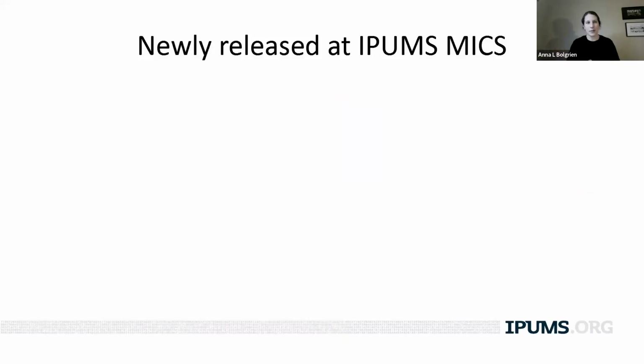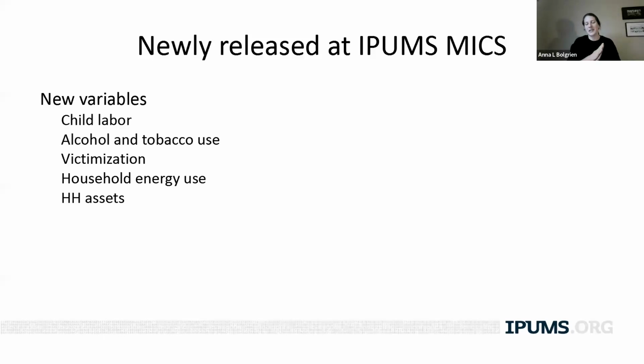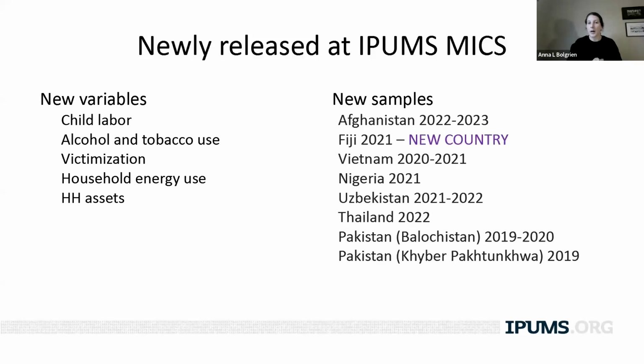Finally, I want to give a bit of a promotion of the newly released harmonization at IPUMS. We just released last week. And this includes harmonization on brand new variables in child labor, alcohol and tobacco use, victimization, energy use, and household assets. And we also provide harmonization for now 9 new samples, including the latest Afghanistan, Fiji, Vietnam, Nigeria, Uzbekistan, and Thailand samples, and 2 regions in Pakistan. And so all of this is hot off the press, just released last week.